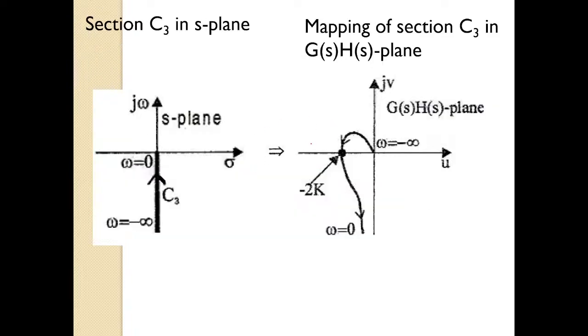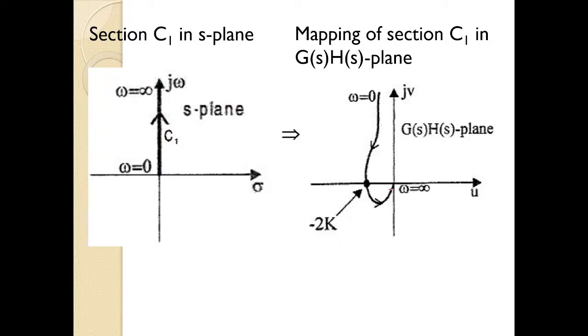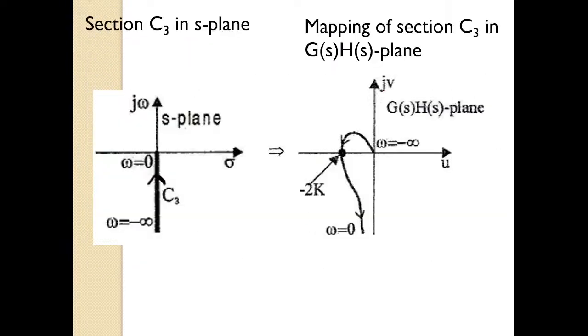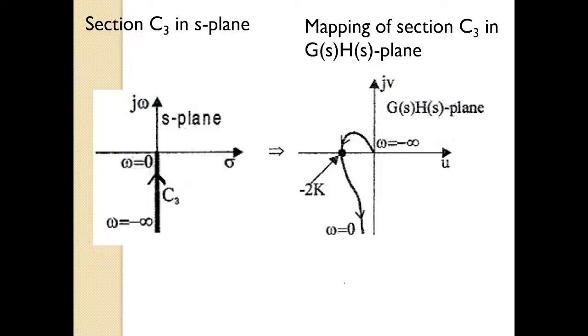If you remember C1, I will once show you the C1 section. This is the C1 section. You can see this is our contour, and just the mirror image with respect to the real axis is our C3. This is the mapping of section C3, just opposite to it. Omega is varying from minus infinity to omega equal to 0, just opposite to the previous case, nothing else. So the easiest mapping section is always C3. Remember that. Just draw section C3 and its mapping, and draw both the sections.